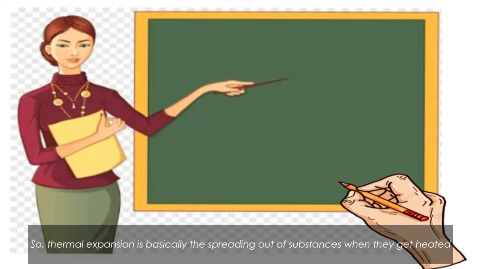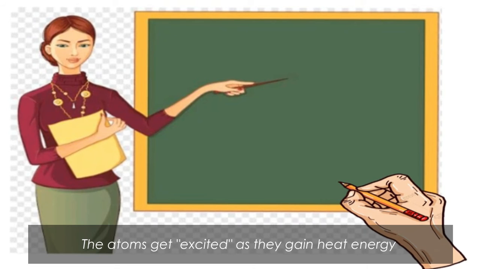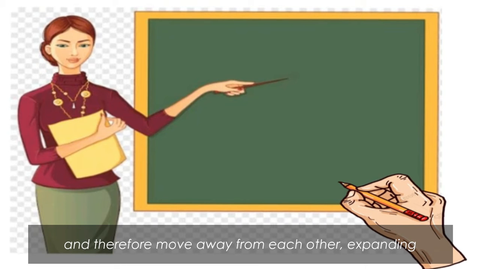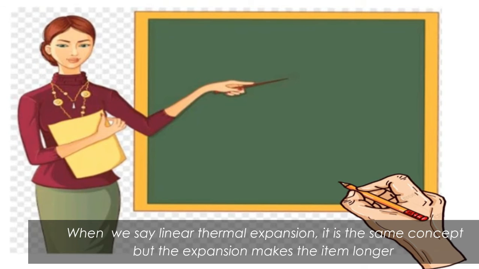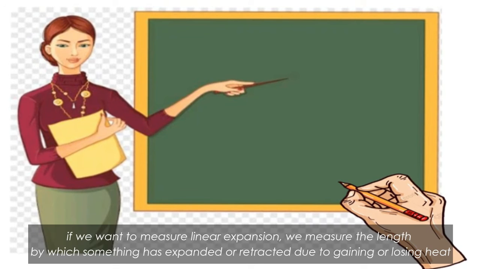So thermal expansion is basically the spreading out of substances when they get heated. The atoms get excited as they gain heat energy and therefore move away from each other, expanding. When we say linear thermal expansion, it is the same concept, but the expansion makes the item longer. If we want to measure linear expansion, we measure the length by which something has expanded or retracted due to gaining or losing heat.